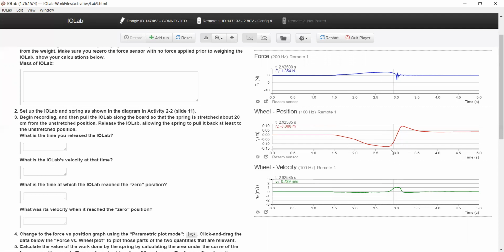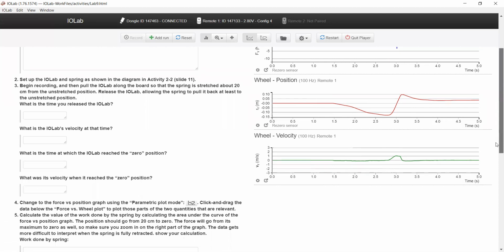What is the IOLab's velocity at that time? So you'll see this time. Okay, maximum, I think that's the one. So that's around zero. Yeah, 0.8 or 0, you can write. After that, this was the release time when it is maximum. When it was maximum, it should be zero actually, around zero. And then when you reach the zero position is right around here. So you can write your velocity over here. That's the time when the IOLab reaches the zero position and your velocity there.